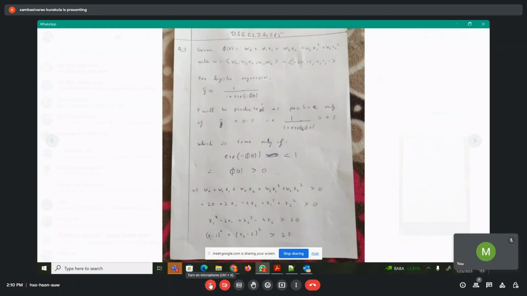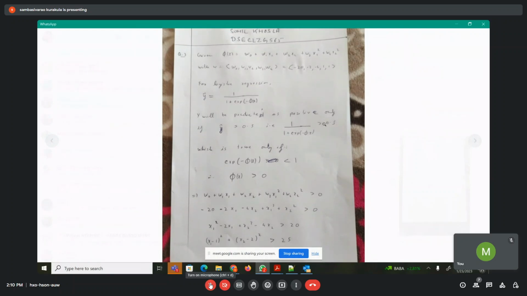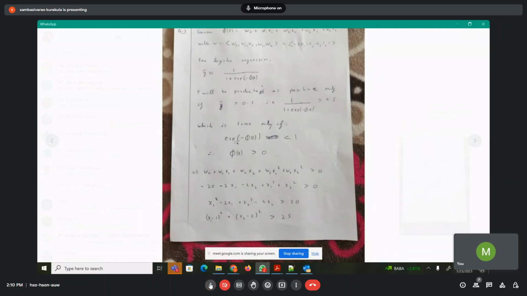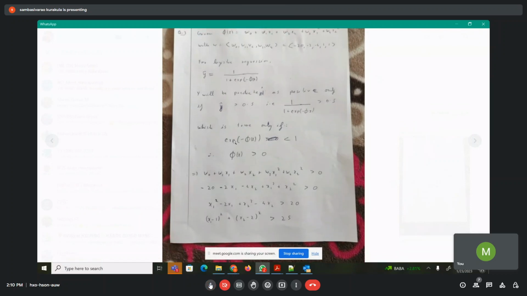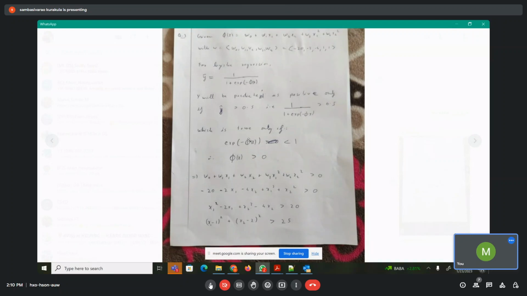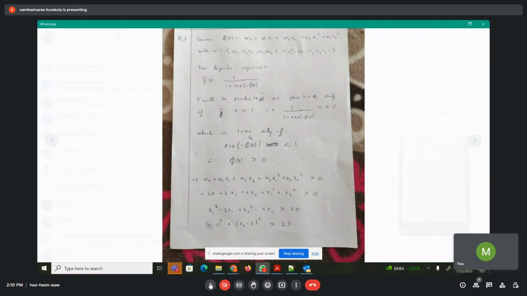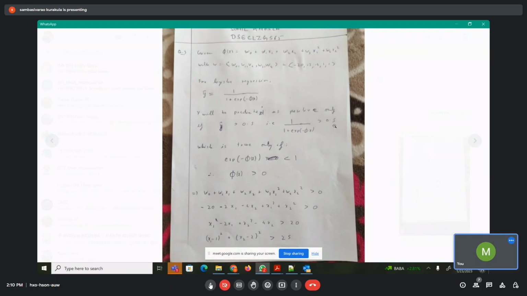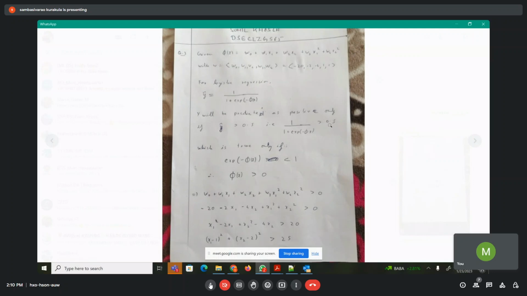So if the exponent of minus theta x is less than 1 only, then the probability can be greater than 0.5. Okay. So given in the question, that 0.3? Which 0.3? 0.3 should be greater than 0.3. This is not 0.3, it's 0.5. Yes. No, it is not given in the question.